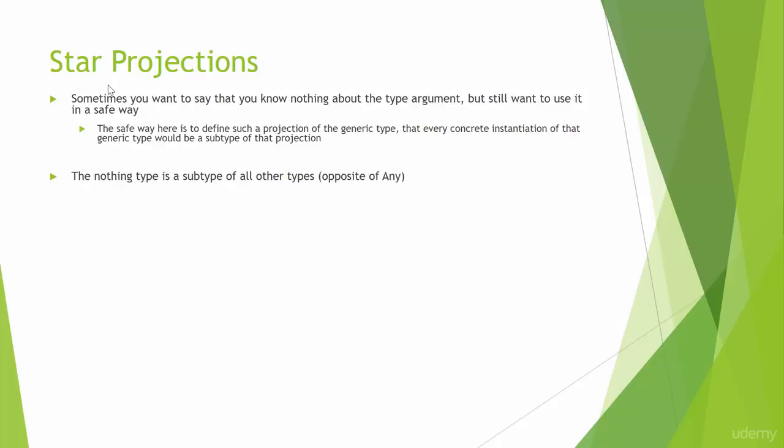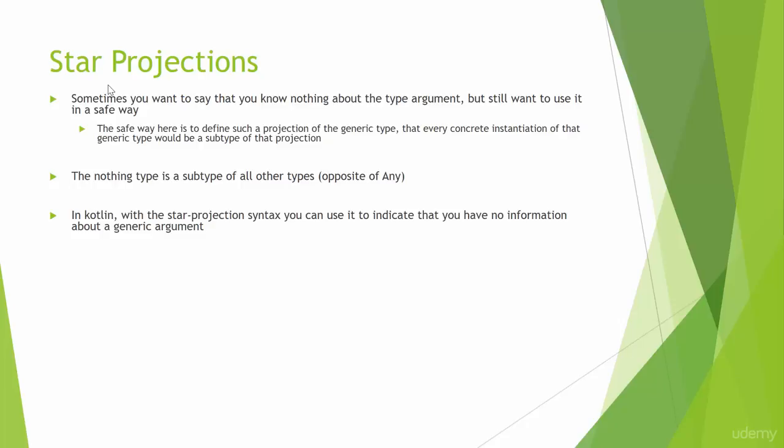So you'll use this with the nothing type. The nothing type we've talked about how we can use it to say that we're not returning anything from a function. We use this often when we have an infinite loop. It's not returning anything. You can also use the nothing type, which is a subtype of all other types. It's the opposite of the any, and it's often used with the star projection.